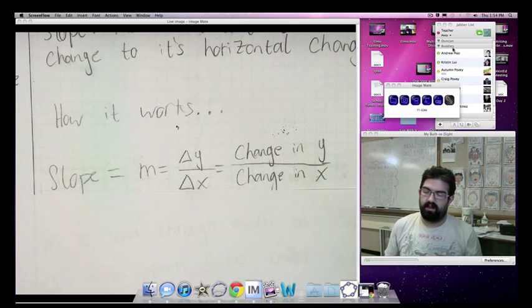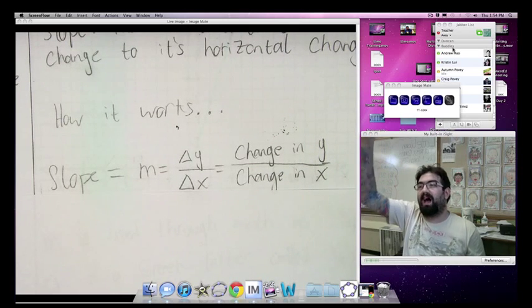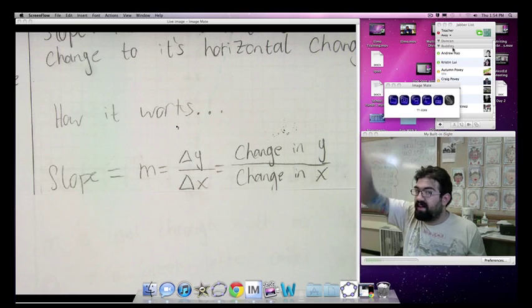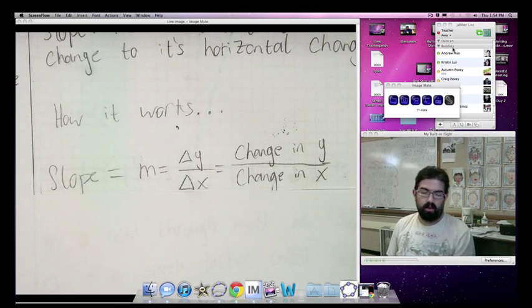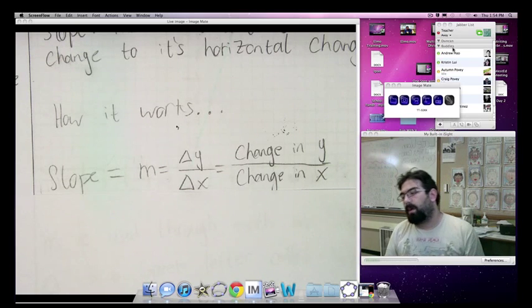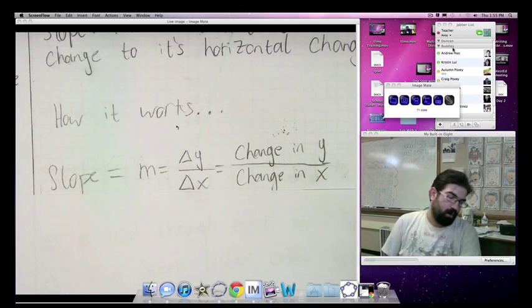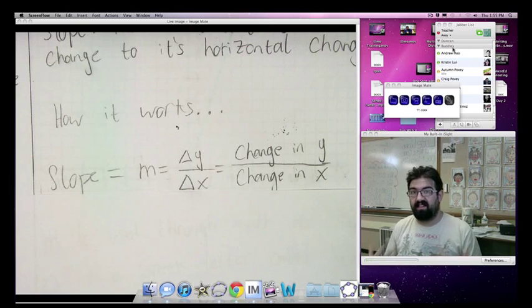So I just want you to think, how much is it changing in y? Is it going up by 7? Is it going down by 6? Up is positive, down is negative. Is it going forward by 5? Is it going backwards by 9? Forward is positive, backwards is negative. So those are the ideas that we're going to play with right now.